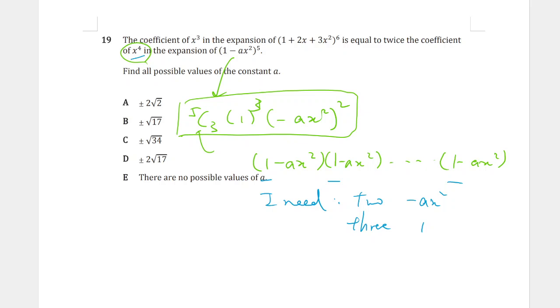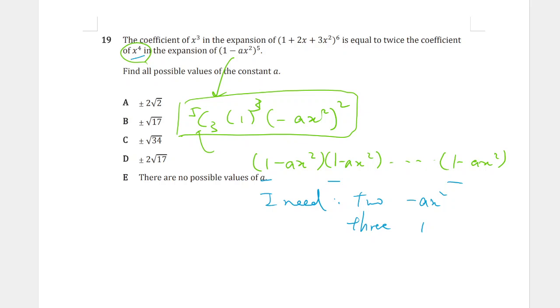And how many ways can you do that? That's exactly 5 choose 3 or 5 choose 2. If you want to put in the negative ax² terms first, then it's 5 choose 2, because you choose where the negative ax² terms are. Or you could pick 5 choose 3, because if you pick where the 1s are, then the negative ax² terms fall into place themselves. So that's why 5 choose 2 and 5 choose 3 are the same thing. Now we're going to apply this logic onto that trinomial.